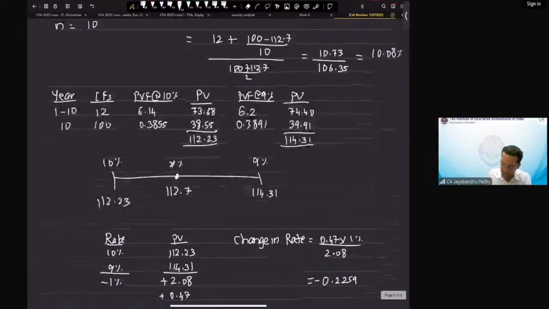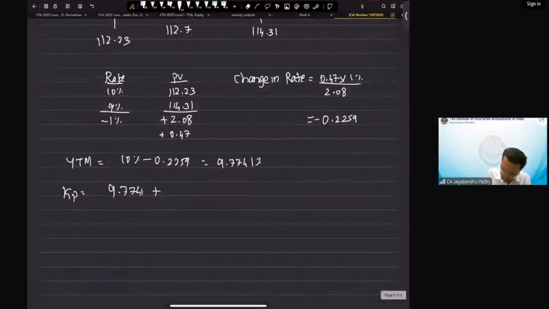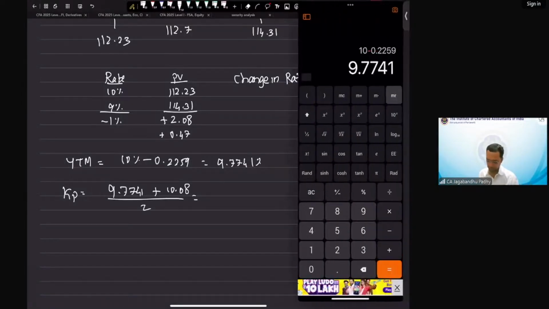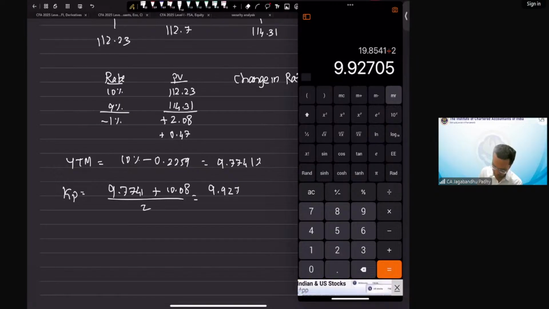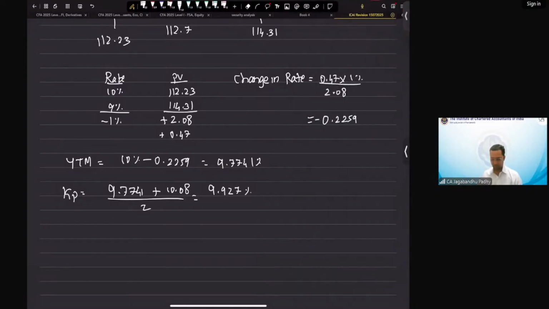And finally, we can say that cost of preference shares is 9.7741 plus the approximate method, which was 10.08, the whole divided by 2. 9.7741 plus 10.08 divided by 2 is 9.927%.